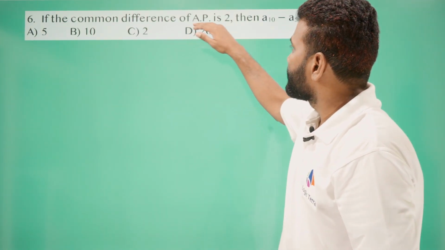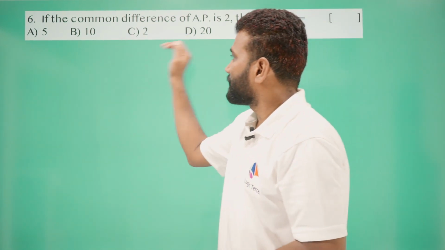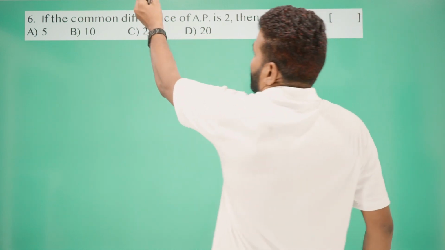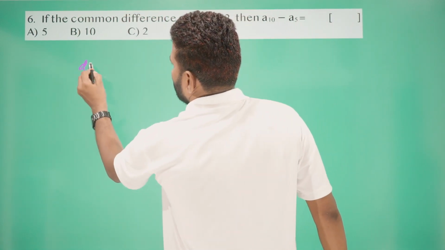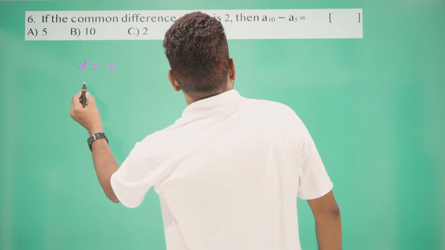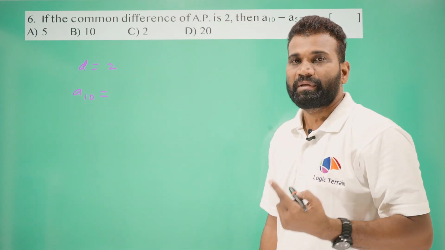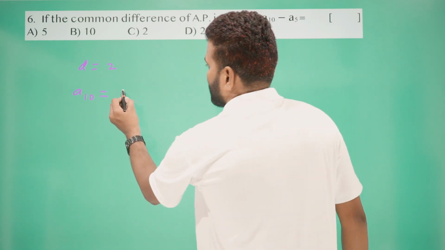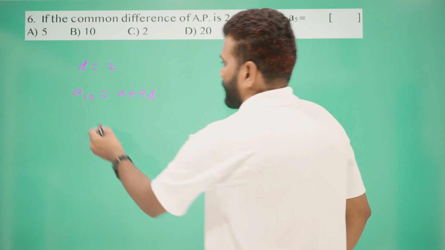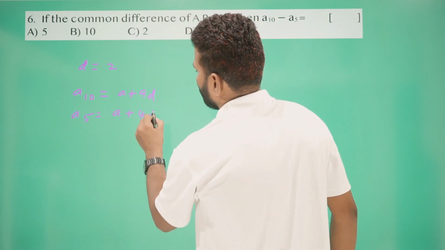If the common difference of an AP is 2, then a10 minus a5 is equal to what? Here are the options: A 5, B 10, C 2, D 20. So it is given the common difference d is equal to 2, and we need to find a10 minus a5. We know that a10, by using the nth term formula a + (n − 1)d, is a + 9d, since 10 minus 1 is 9, and the fifth term a5 is equal to a + 4d.